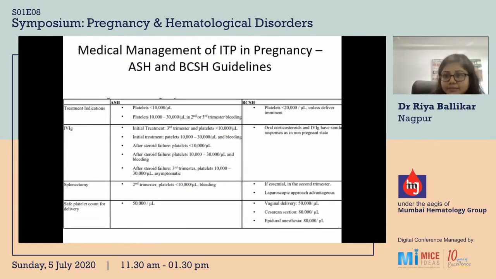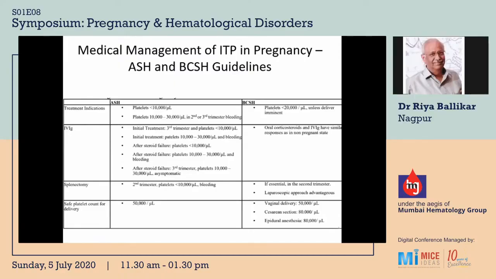Now, ASH and the British committee have a different set of guidelines as far as management of pregnancy is concerned. But to summarize, and what I would use, I would treat any pregnant lady with a platelet count of less than 30,000, irrespective of the trimester. If in the first trimester, the lady is not responding and her platelet count is between 10 to 30, I would maybe keep her under observation. It is towards term, that is towards around 34 weeks, that I would maybe make my treatment more aggressive.